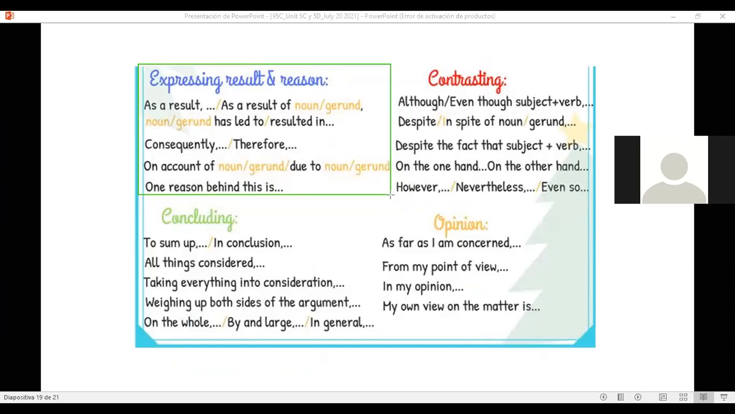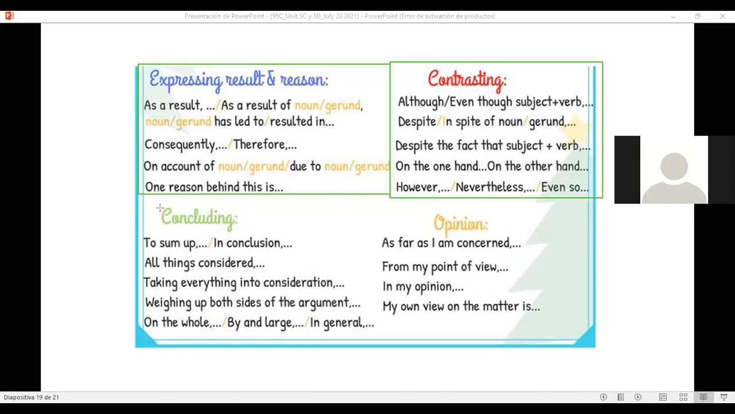As a result, consequently, on account of or due to, or the reason is, or because of, ¿sí? Todas esas nos sirven para dar resultados. When you want to contrast, ¿sí? Si ustedes quieren dedicarse tal vez en un párrafo de su cuerpo a comparar, when you want to contrast, you can use these. Podemos utilizar estas frases cuando queremos hacer comparaciones o contrastes, ¿no? Although or even though, despite and in spite of, despite the fact that, on the one hand and on the other hand, however, or nevertheless, or even so.